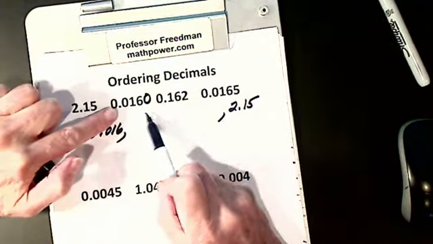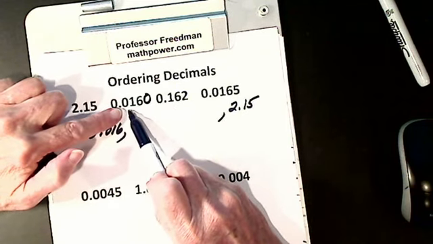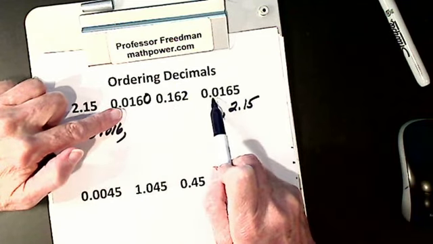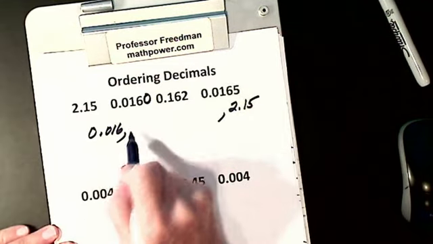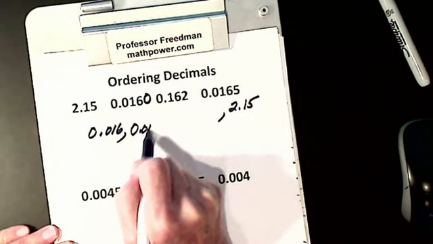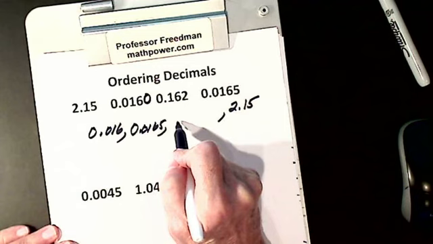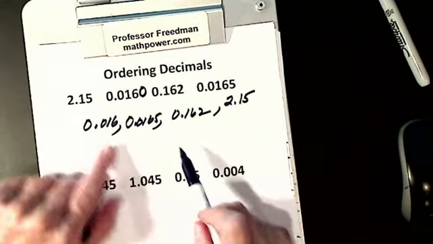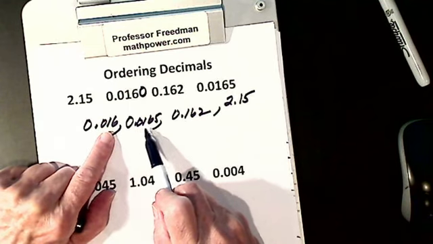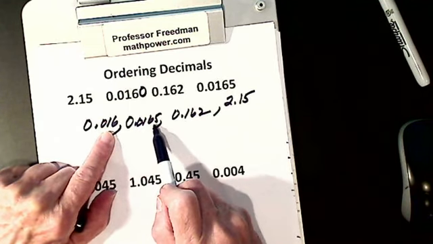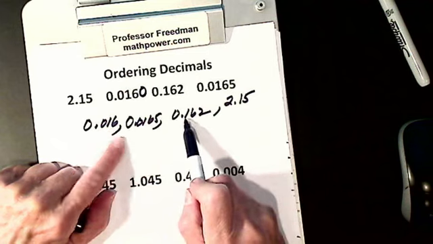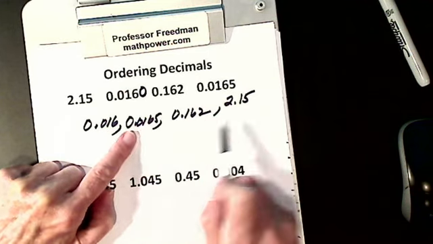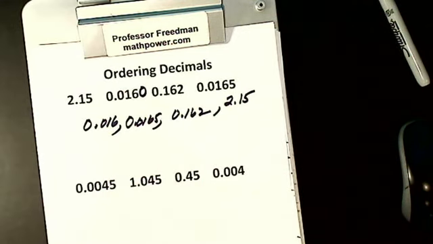Then my next one. I have a 0 here. I have a 0 here. This is going to be my next one. 0.0165. Then I have my 0.162. And then we can check. Here's my zeros. Here I have 160, 165. Here I have a 1 that's bigger than that 0. So you just have to be careful.